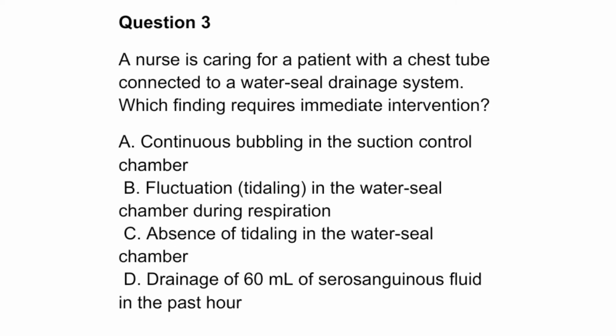Question 3. A nurse is caring for a patient with a chest tube connected to a water seal drainage system. Which finding requires immediate intervention? A. Continuous bubbling in the suction control chamber. B. Fluctuation, tidaling, in the water seal chamber during respiration. C. Absence of tidaling in the water seal chamber. D. Drainage of 60 milliliters of serosanguinous fluid in the past hour.